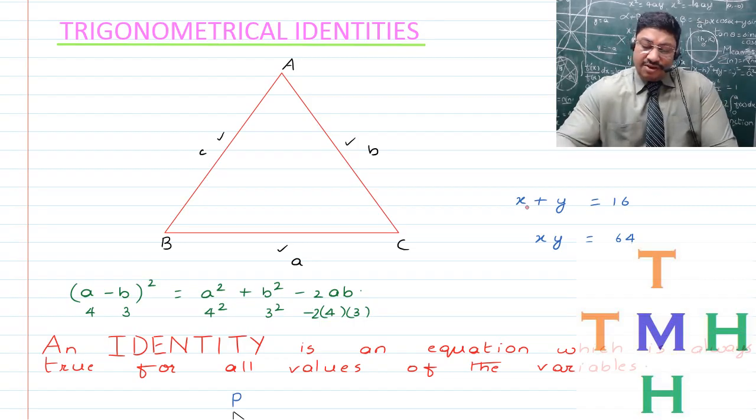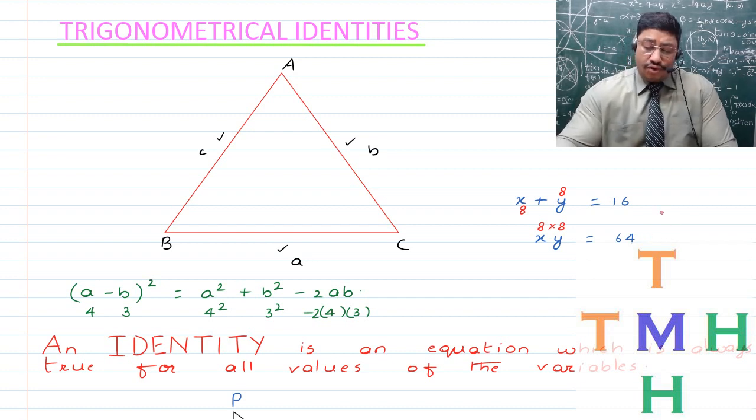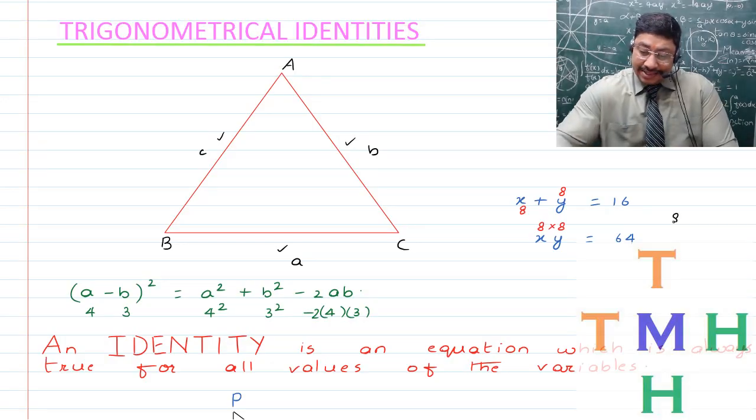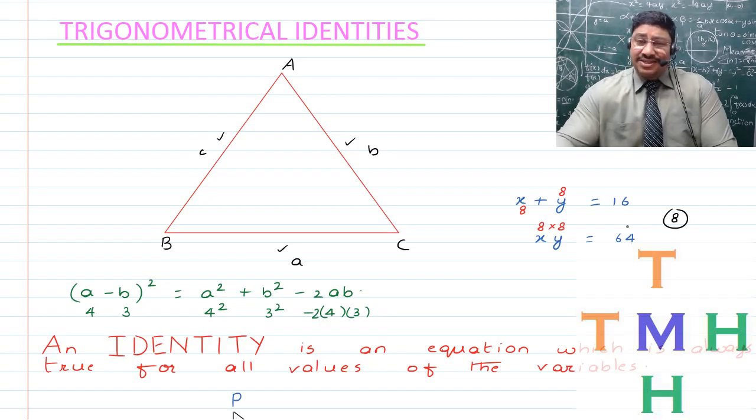That is, if we keep the value of x to be 8, right, and if we also keep the value of y to be 8, so we know that 8 plus 8 will become equal to 16, and again if we multiply 8 with 8, xy actually means x into y, right? So 8 into 8 will become equal to 64. So this is true for just one value of x, and that is 8. For other values, this will not come out to be true, right? So thus this is not an identity, because an identity is such an equation which is true for all the values of the variable.